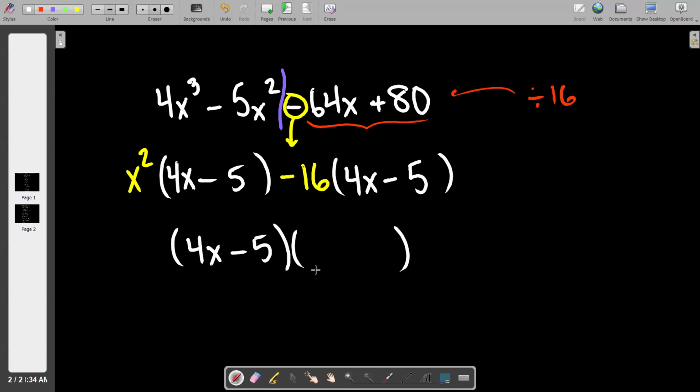I already did the 4x minus 5. That's the one that they both have. So I pulled that out in front. That's the common one. I've been color coding this for your convenience. Do you see the two things that I've written in yellow? That's what forms the second factor. The things that you GCF'd out of the left and out of the right, the yellow things in all my problems, those are what compose or build the second factor. So the x squared comes in and the minus 16 comes in.